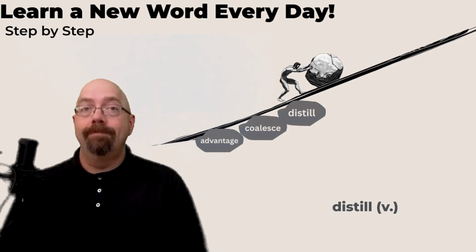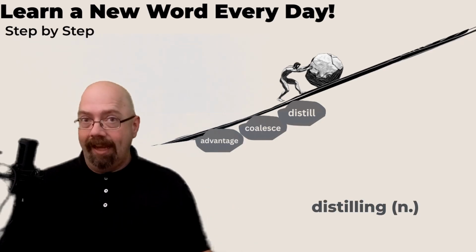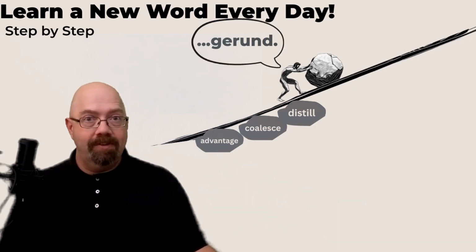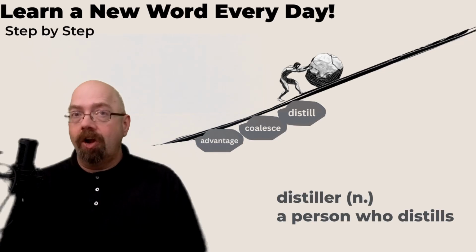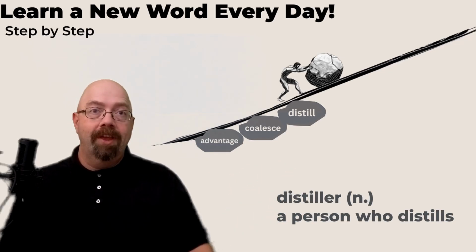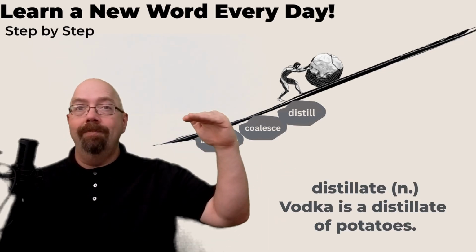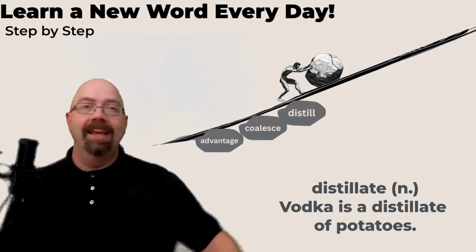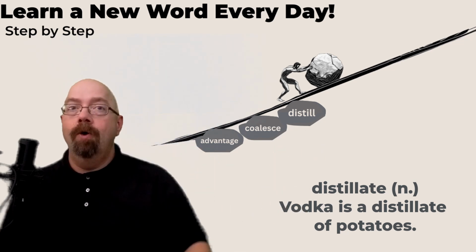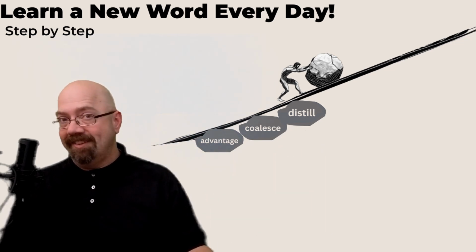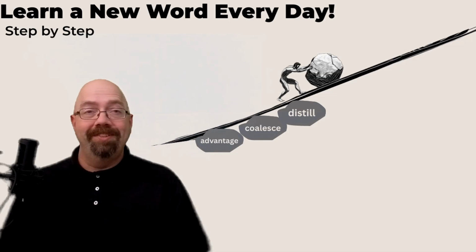Distill is a verb. The act of distilling, add an ing, and now it's a noun. A distiller is a person who distills, and the product of the process of distilling is distillate. So an alcohol is a distillate. You will hear this word all the time.